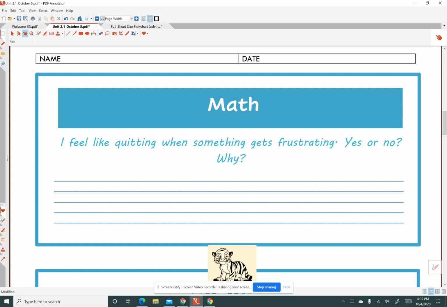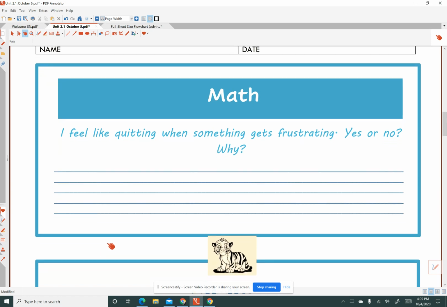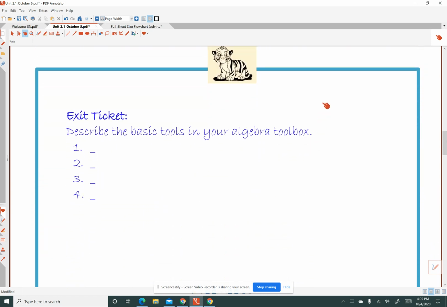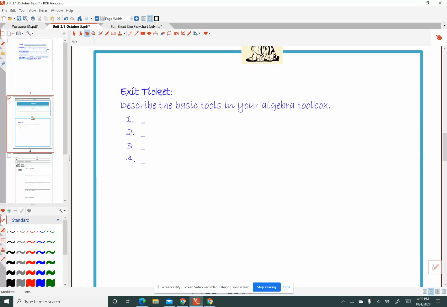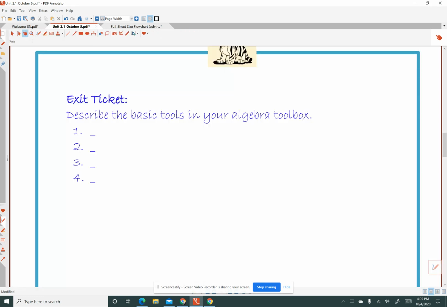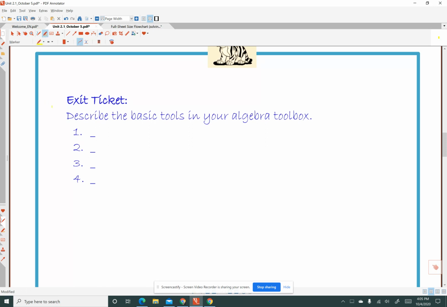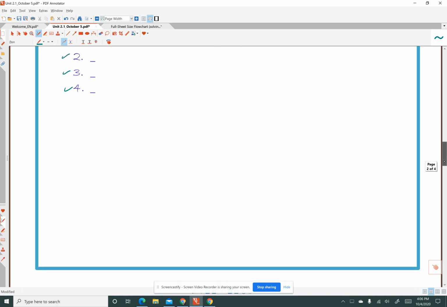Okay, hopefully you've spent some time with that really interesting thought about getting frustrated. I know I get frustrated sometimes. Just as a reminder, this is our exit ticket. We will need to describe the basic tools in our algebra toolbox. So we're going to work on that at the end of our lesson. Let me get the pen. Okay, so that's our exit ticket for today. And we're going to look at 4 basic tools that we're going to be using. We mentioned them already in our essential question and our objective. So let's get started.